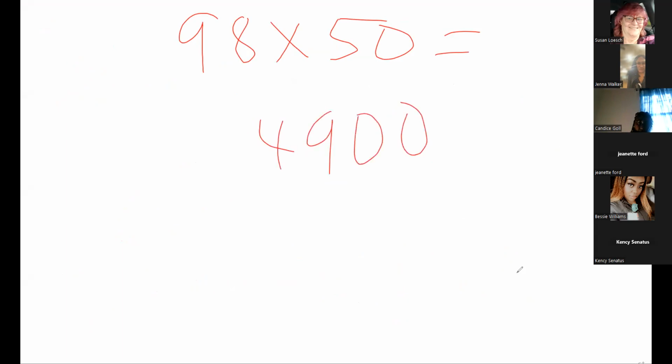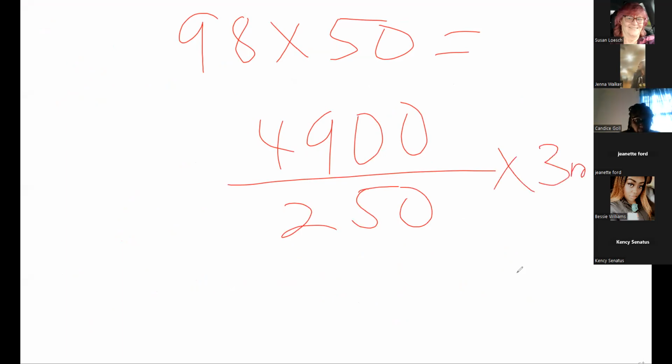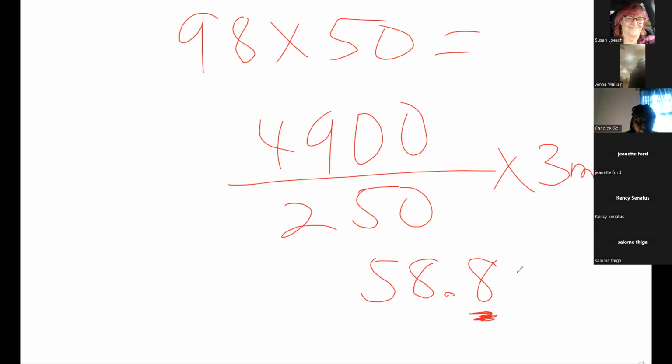It's 4,900 for the 50 times the 98, right? Okay, and then we had 250 for 3 ml, right? Yeah. Okay, so this gave us our answer. So if it said rounded to the nearest decimal or rounded to the nearest tenth, that's going to be this place. All right, this was our actual answer, but let's say our answer was this.